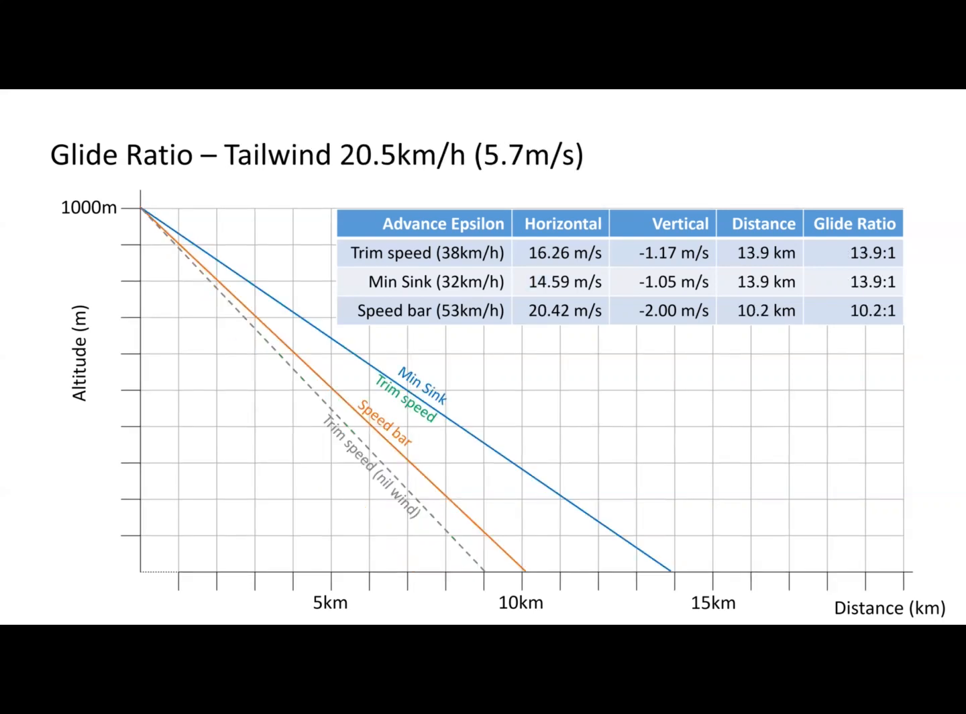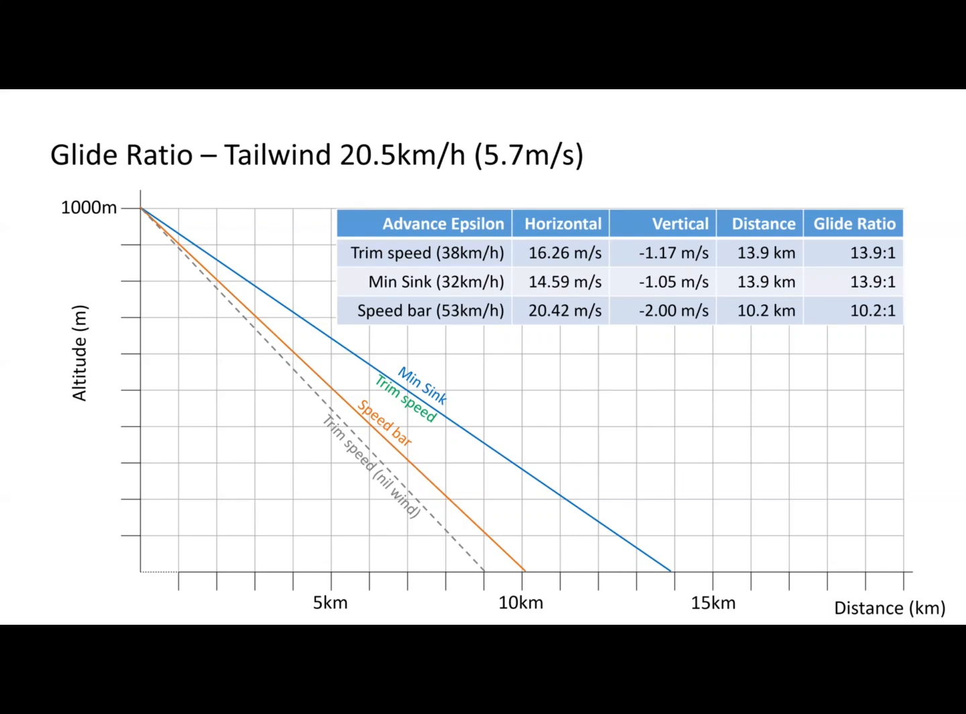So this dotted line here is my trim speed at nil wind. Think of trim speed as my best glide. Right. So I've now got a tailwind, I've got wind behind me. Things are a little bit different. Speed bar still is the shortest of the two by a good bit. My trim speed and my min sink now are pretty much the same.